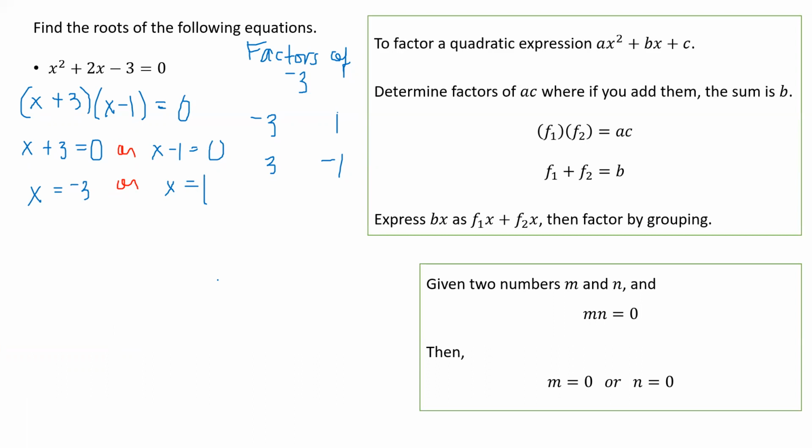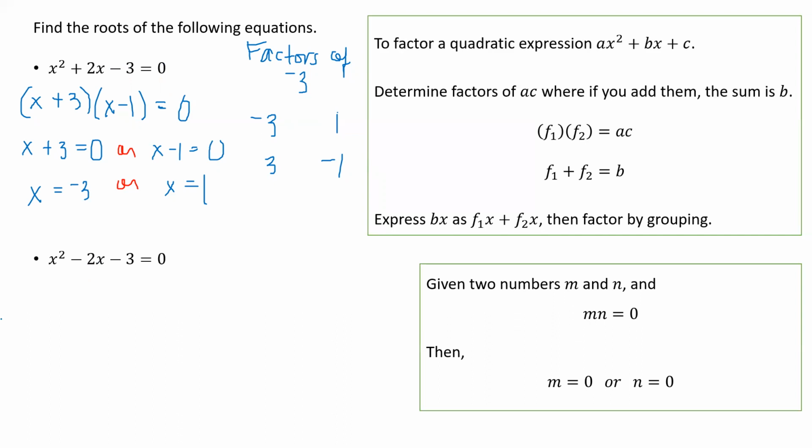Okay, let's try another one. x squared minus 2x minus 3 is equal to 0. Now this is almost the same as the quadratic equation over here, but we have a p which is equal to negative 2. So that means the factors are negative 3 and 1.